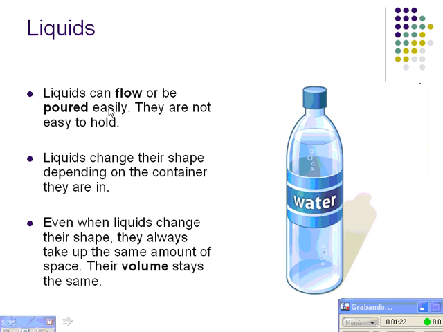Liquids. Liquids can flow or be poured easily. They are not easy to hold. Liquids change their shape depending on the container they are in. That's the container. Even when liquids change their shape, they always take up the same amount of space. Their volume stays the same.